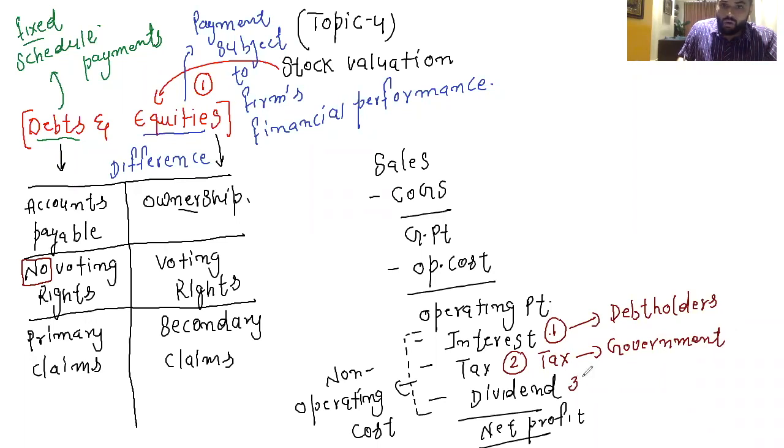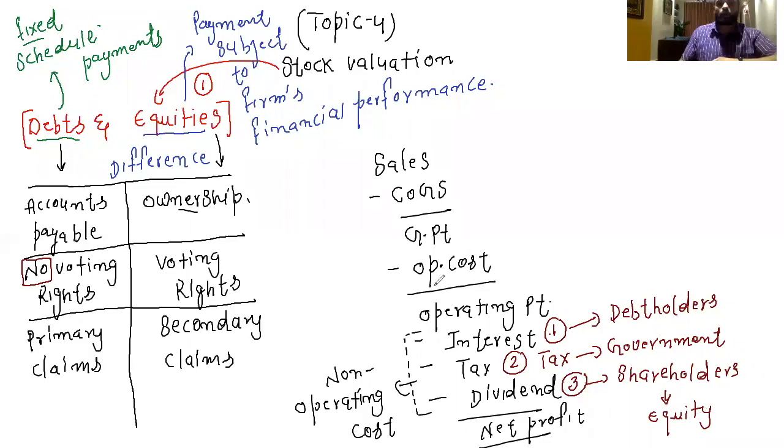And now we got dividend. Dividend means something that belongs to shareholders. Shareholders means equity. So the idea is, when it's time to pay money, who will receive money first? Who has the primary claim to get money?